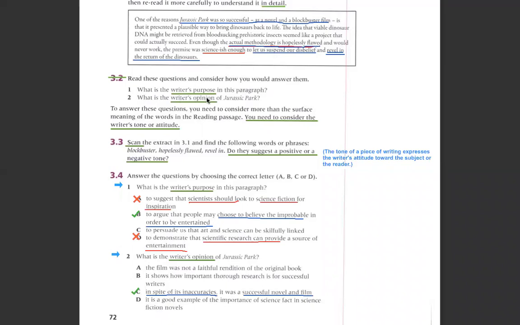Okay, if we have a look at A, right, this is not true. A rendition means it was like a good copy of the original book. And again, B and D are incorrect because the opposite is true. So we know that there is no thorough research done because it's hopelessly flawed. So this can't be correct. And if we have a look at D, it says it is a good example of the importance of scientific fact. Well, we know this is not true because there's not a lot of scientific facts. Also, it doesn't really mention anything about the novels. It's mostly talking about the film. Okay. But also, it's not good scientific fact because it's hopelessly flawed.